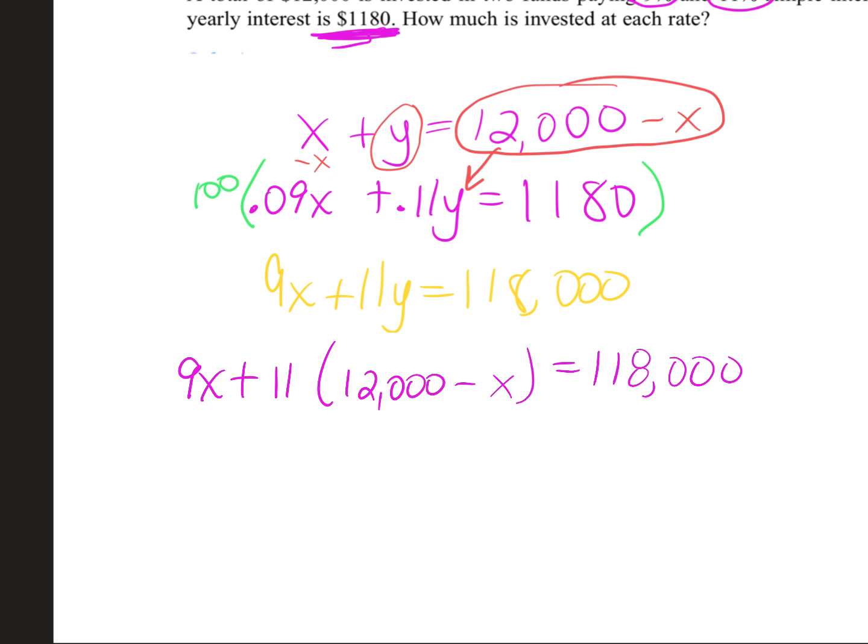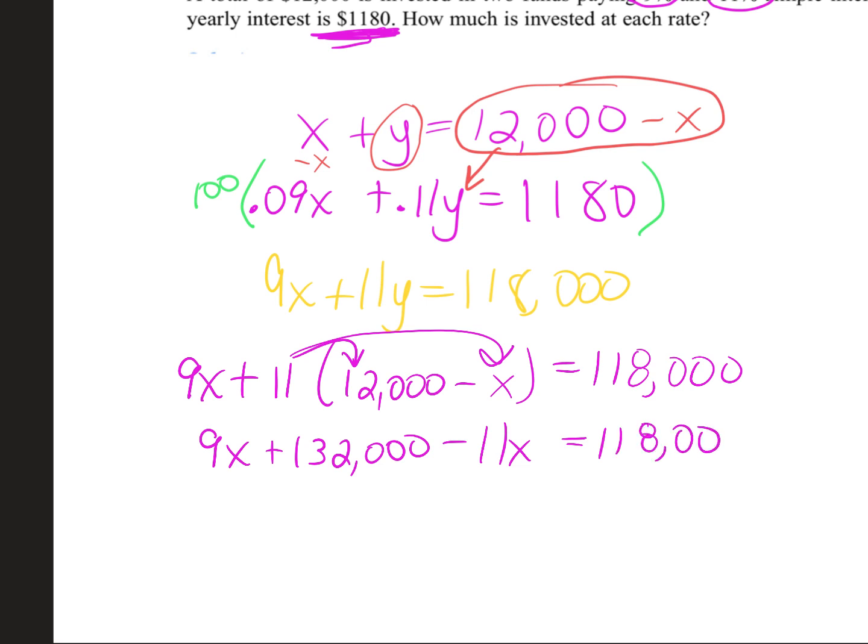And now this is just a basic algebra problem. We have 9x, and then I distribute. What's 11 times 12? What is it? How much? Okay, so plus 132, then just stick your zeros with it. Minus 11x equals 11800.